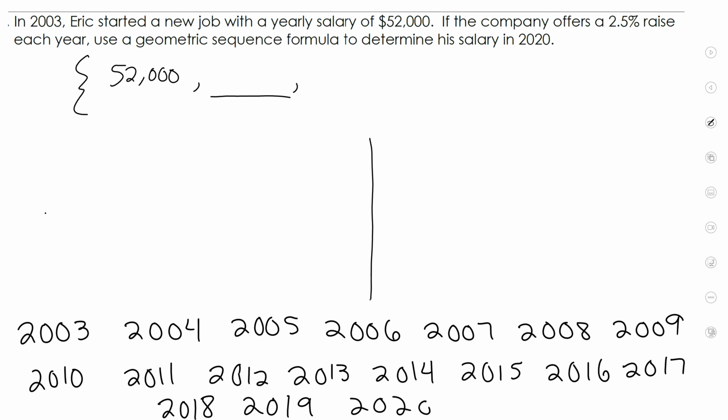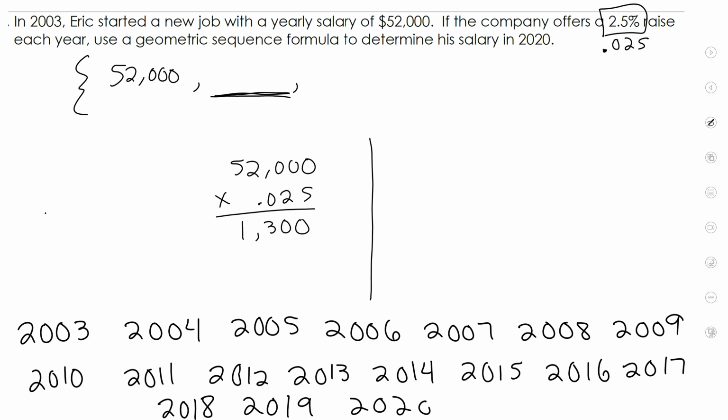So somebody calculated how to get this second term by doing 52,000. They changed this number to a decimal, 0.025. They multiplied it by 0.025 and got 1,300. What do you think they did with this number? You add it to what they started with because this is his raise. So then they got 53,300, right? You got that for your second number in the term?